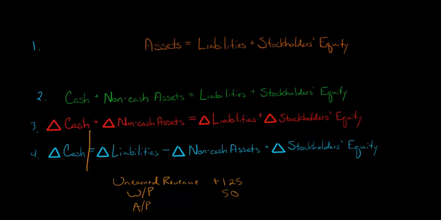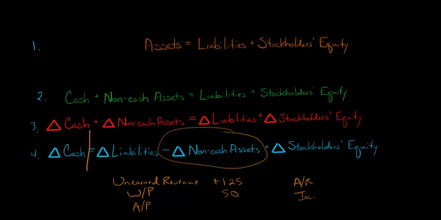Now, notice with non-cash assets, things like accounts receivable or inventory, we see that non-cash assets are subtracted on this side, okay? So while liabilities, if a liability goes up, we add that to cash in terms of the operating section. We add it to the operating section as an adjustment.